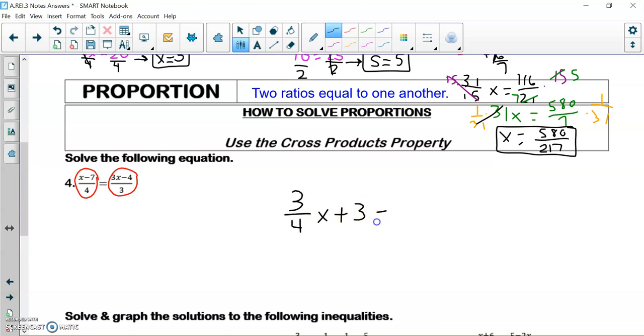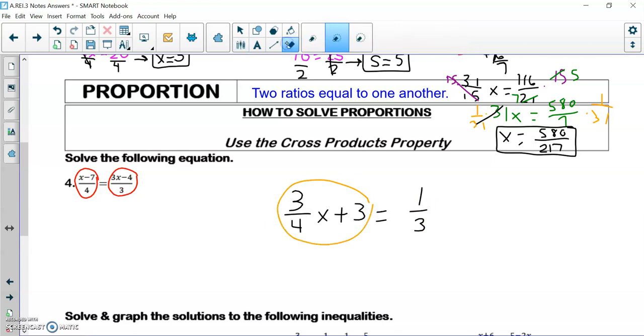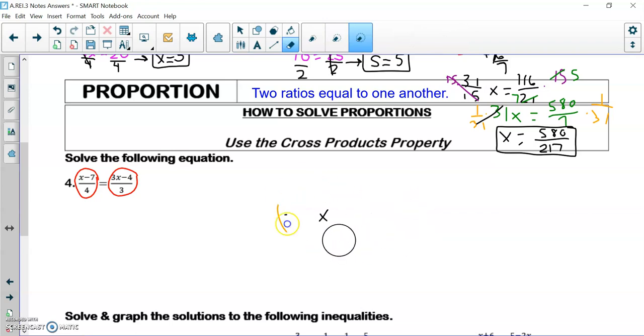This would not be a proportion: 3/4x plus a 3 is equal to a 1/3. That's not a proportion because your entire left side is not a fraction or a ratio. So this is not a proportion. But number 4 is, because we have a whole fraction set equal to a whole fraction.